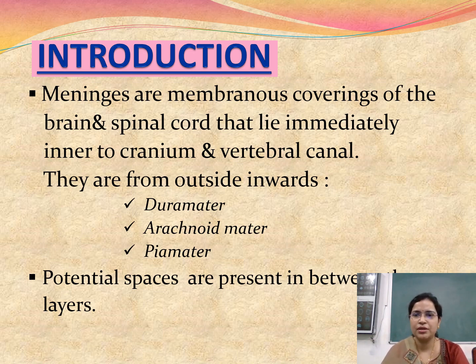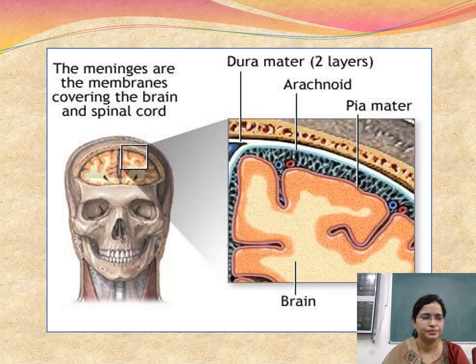Meninges are membranous coverings of the brain and spinal cord. They lie inside the cranium and on the inner aspect of the vertebral canal, immediately inner to the cranium and vertebral canal. From outside inwards, they are the Dura Mater, Arachnoid Mater, and Pia Mater. Potential spaces are also present between these layers.